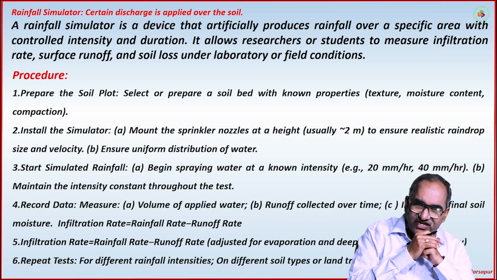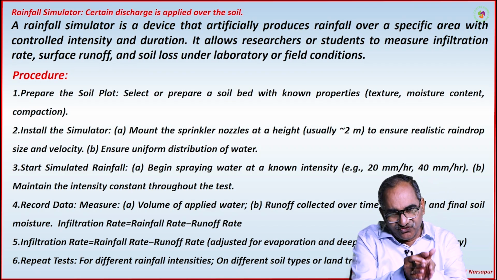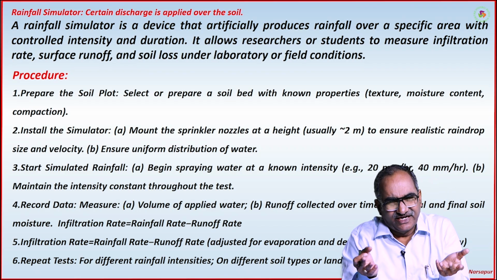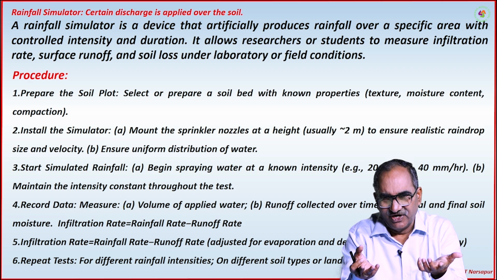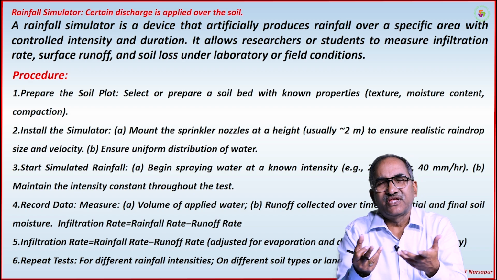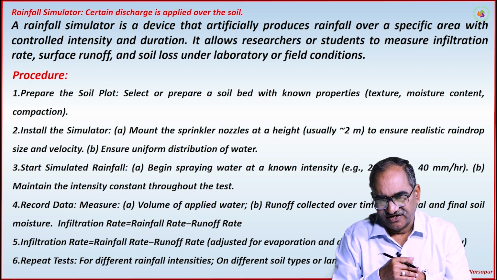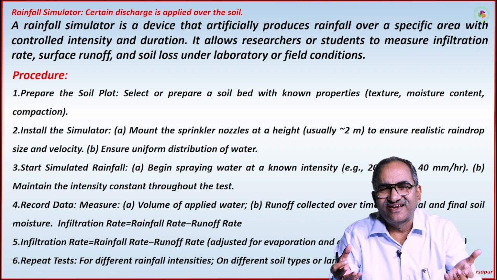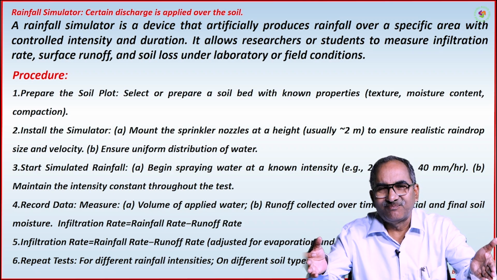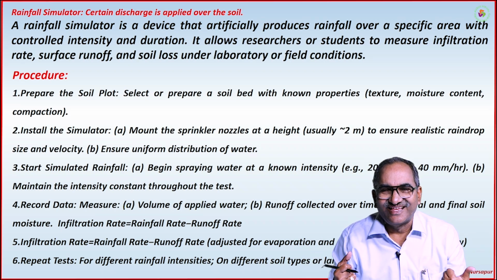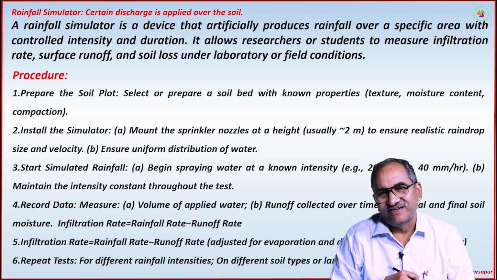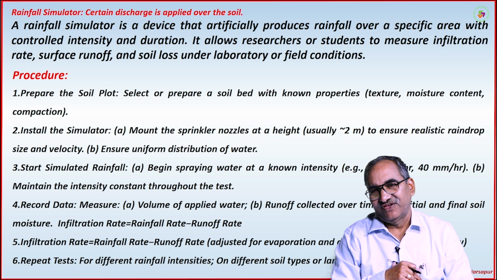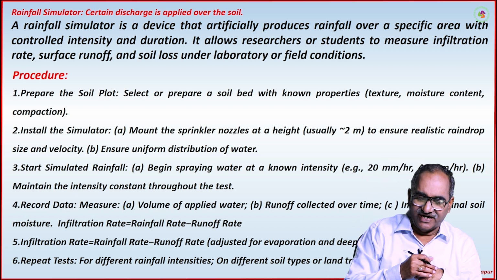So infiltration rate is measured by using the rainfall simulator. Means something we are simulating, something which we are creating artificially. So rainfall is artificially created over an experimental plot, and then we observe the things, then find out what is the infiltration rate. That is what we call the rainfall simulator method.